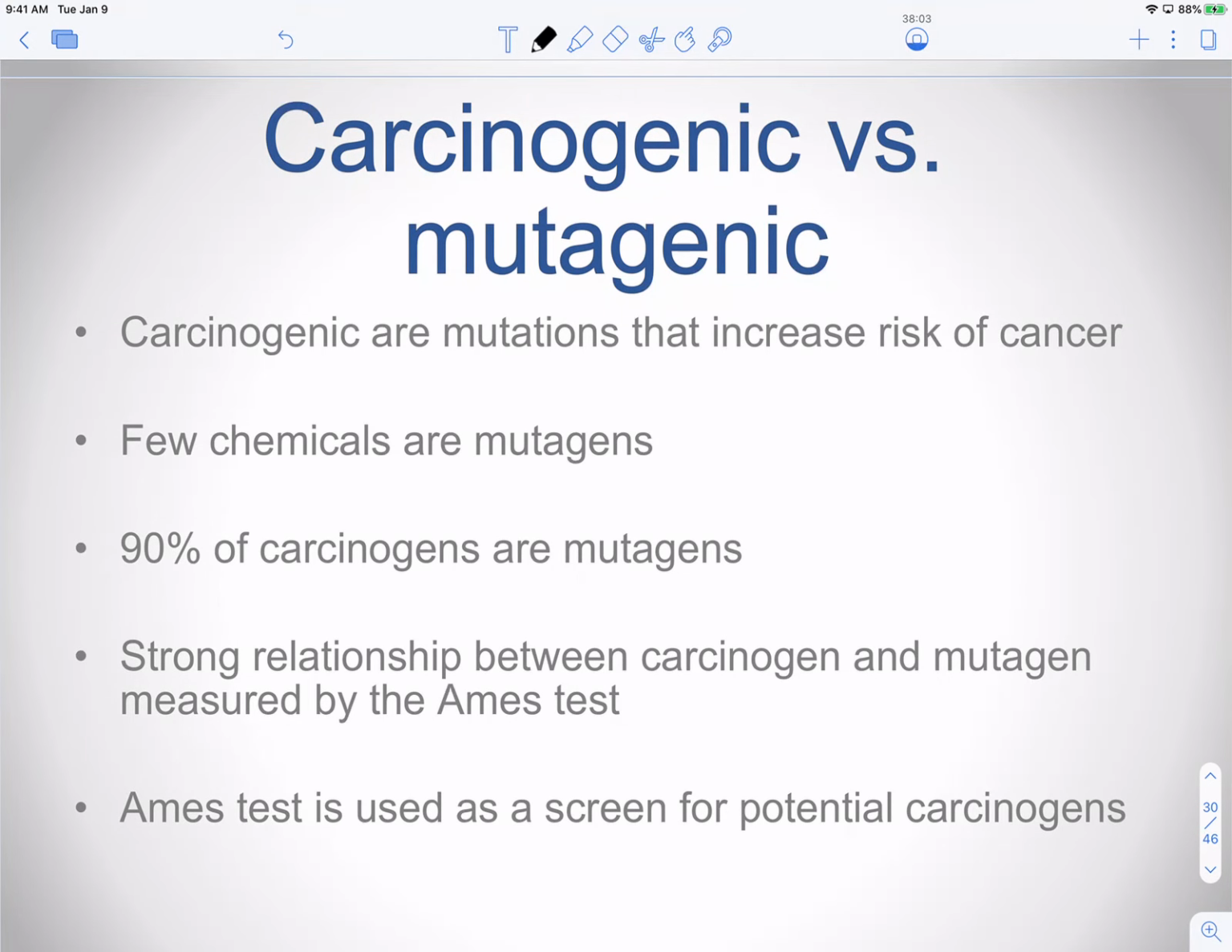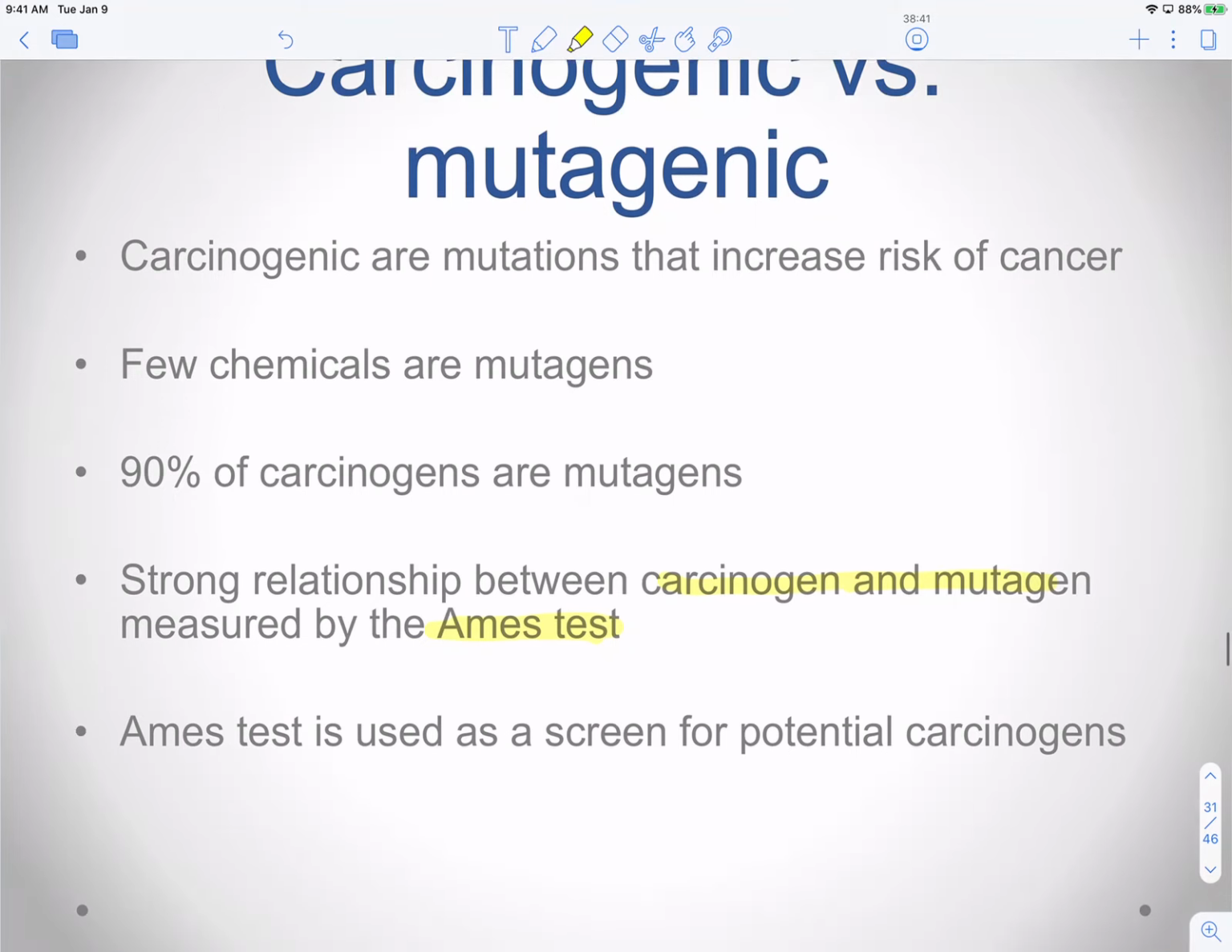Now, another thing to consider are carcinogens. So a carcinogen is an agent that increases the risk of cancer. There are very few chemicals that are true mutagens. However, of those carcinogens that can increase the risk of cancer, 90% of them are mutagens, so they have the ability to mutate the genome. So there's a strong relationship between carcinogen and mutagen, and this is going to be measured by a test called the Ames test. And the Ames test is used as a screen for potential carcinogens.